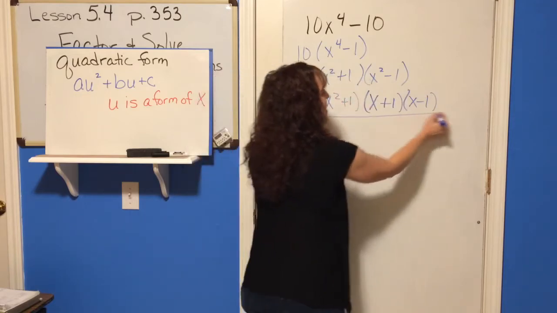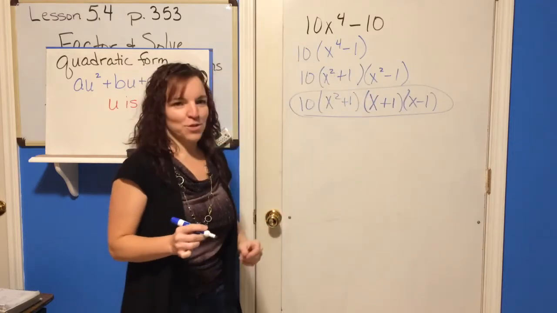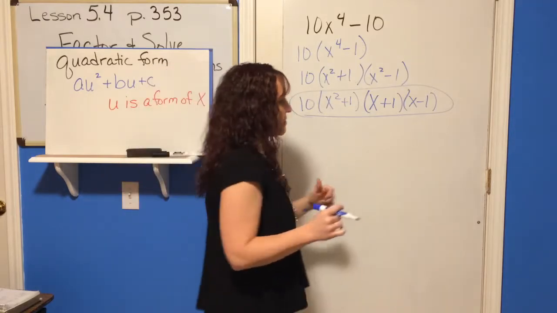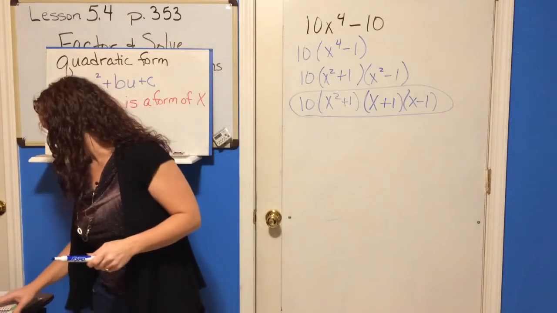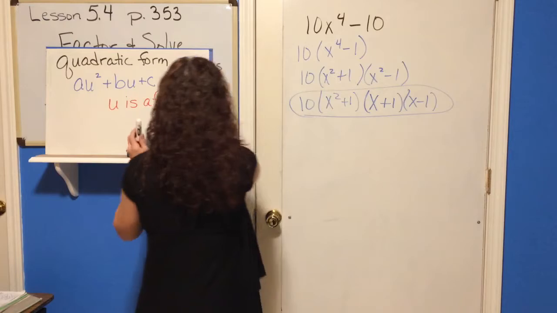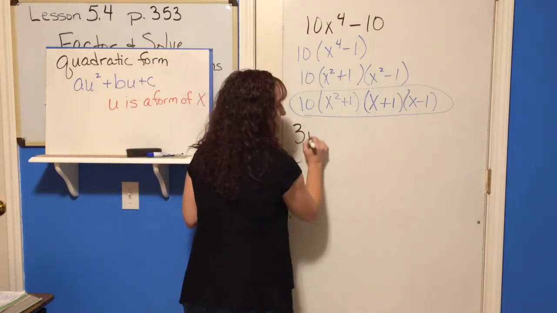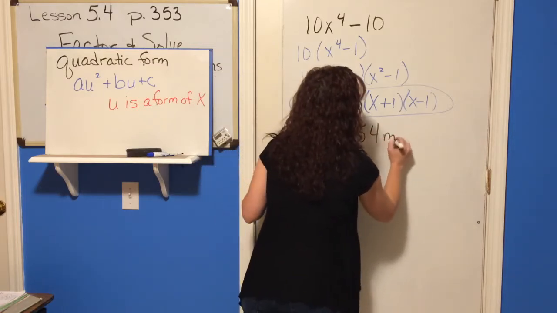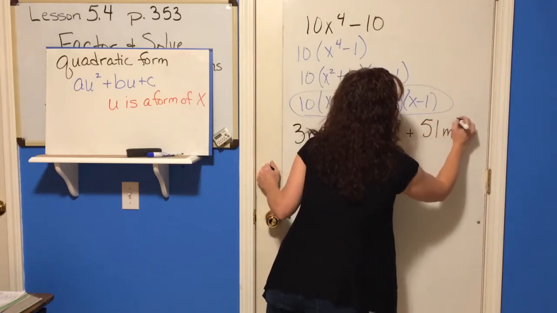So this is the completed factorization of 10x to the fourth minus 10. Check that out. All right, let's do one more, the same type of thing: 3m to the 12th plus 54m to the 7th plus 51m squared.